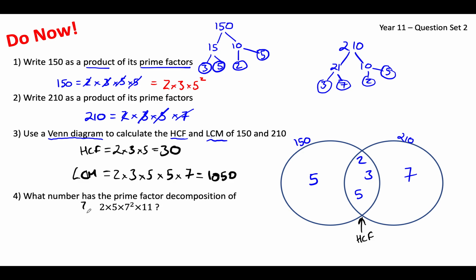Lastly, what number has the prime factor decomposition of this? So what number equals that? Well, all you have to do is do that sum. You do 2 times 5 times 7 squared, or 7 times 7, times 11. Computer's being a bit slow. 2 times 5 times 7 squared times 11, and that tells you what the original number was, and it was 5,390. Yeah, 5,390. All right. Okay, well done. Off to the main task then.